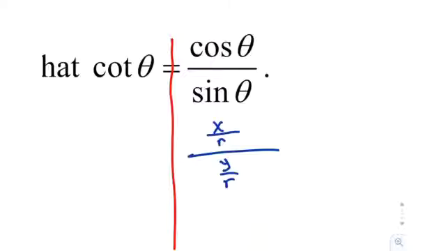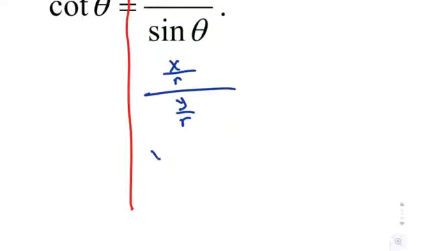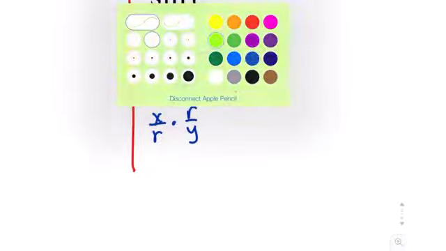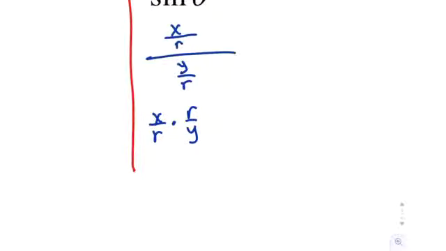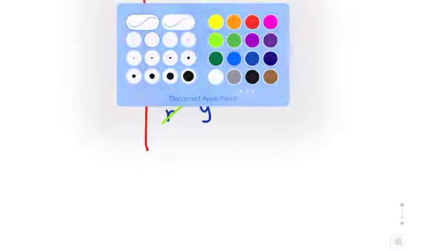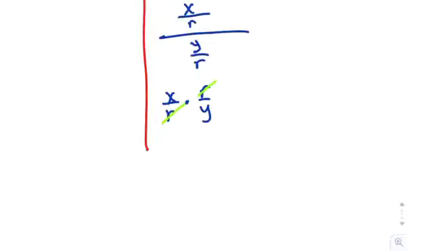State change flip. Okay, so on the next line, we're going to have x over r times the reciprocal r over y. And the reason would be state change flip or division algorithm. You want to put that? And now what happens to the r's? Don't say cancel. Don't say cancel. They divide out. Okay. And we're left with, and if you're going to divide them out, make sure I can still see that they were there, right?